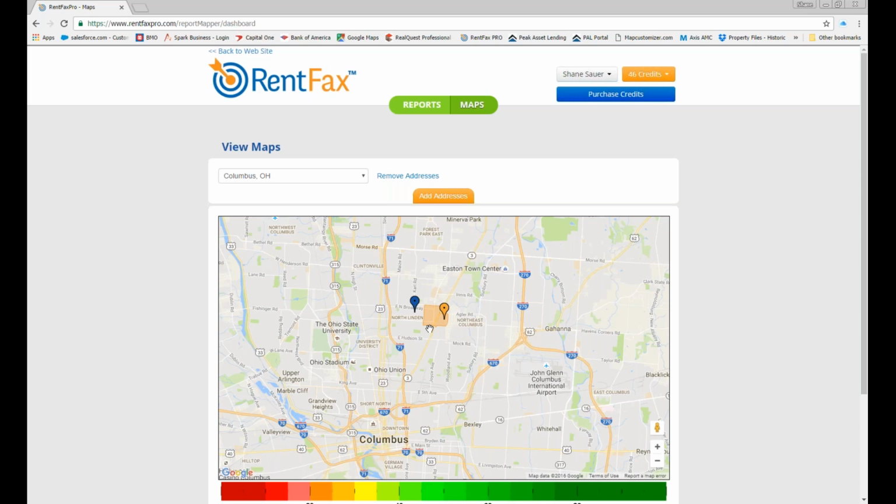Awesome. One more question. It says, let's see here. One moment. Which reports show the map details with the risk score, and how much do they cost?